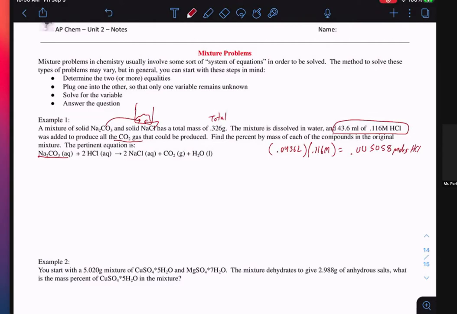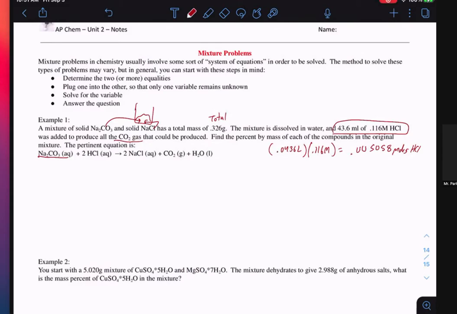So now I know the moles of HCl. That's good. That gets me one step closer. How stoichiometrically useful would be the moles of HCl? What could I do with that number? Yeah, use the mole ratio. Because if I know how much HCl reacted, then I can figure out how many moles that it reacted with.